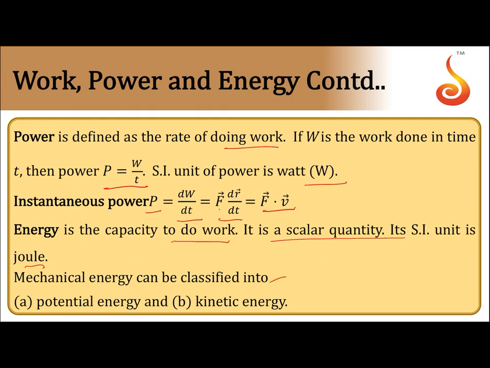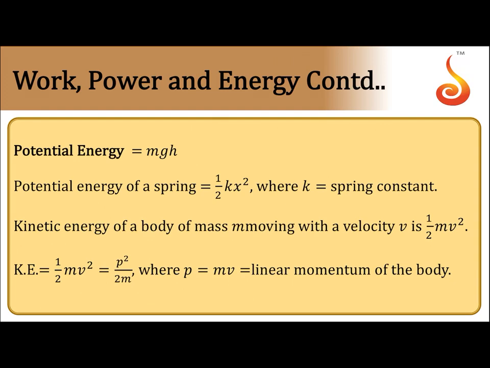So this mechanical energy is divided into two parts. One is potential energy, the other is kinetic energy. So potential energy is energy due to its position or configuration. If we consider the potential energy of a spring mass system, it is half kx square, where k is the spring constant, x is displacement from its mean position. Kinetic energy of a body of mass m moving with velocity v is given by half mv square. So kinetic energy is also given by p square by 2m.